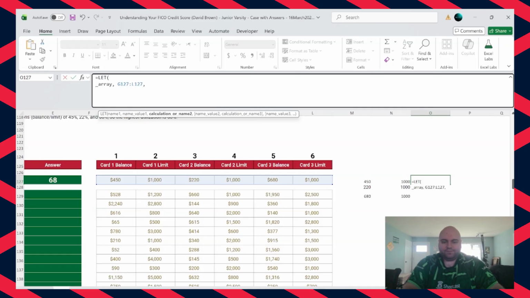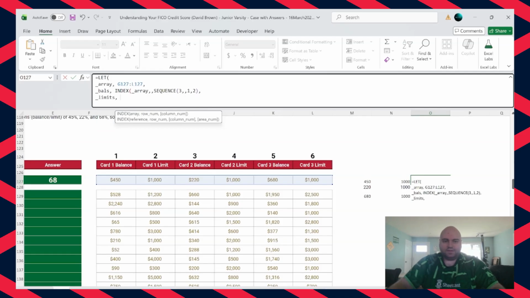So let me go down here. Next will be balances. So I'll do underscore bals. And I didn't copy the formula, so let me just retype it again. Index array, and I want sequence 3 rows, start at 1, step is 2. And we're going to do the same thing for limits. This I can copy because I know that my start is the only difference here. Starting at 2.